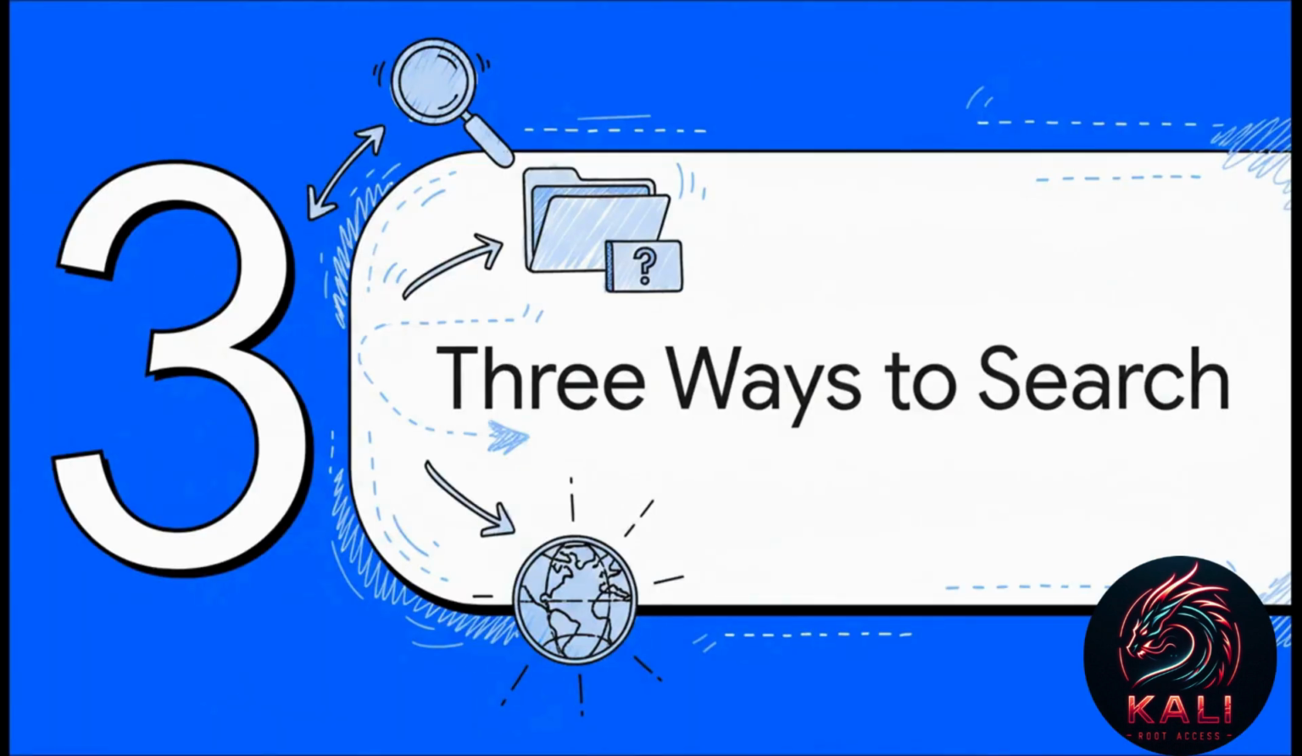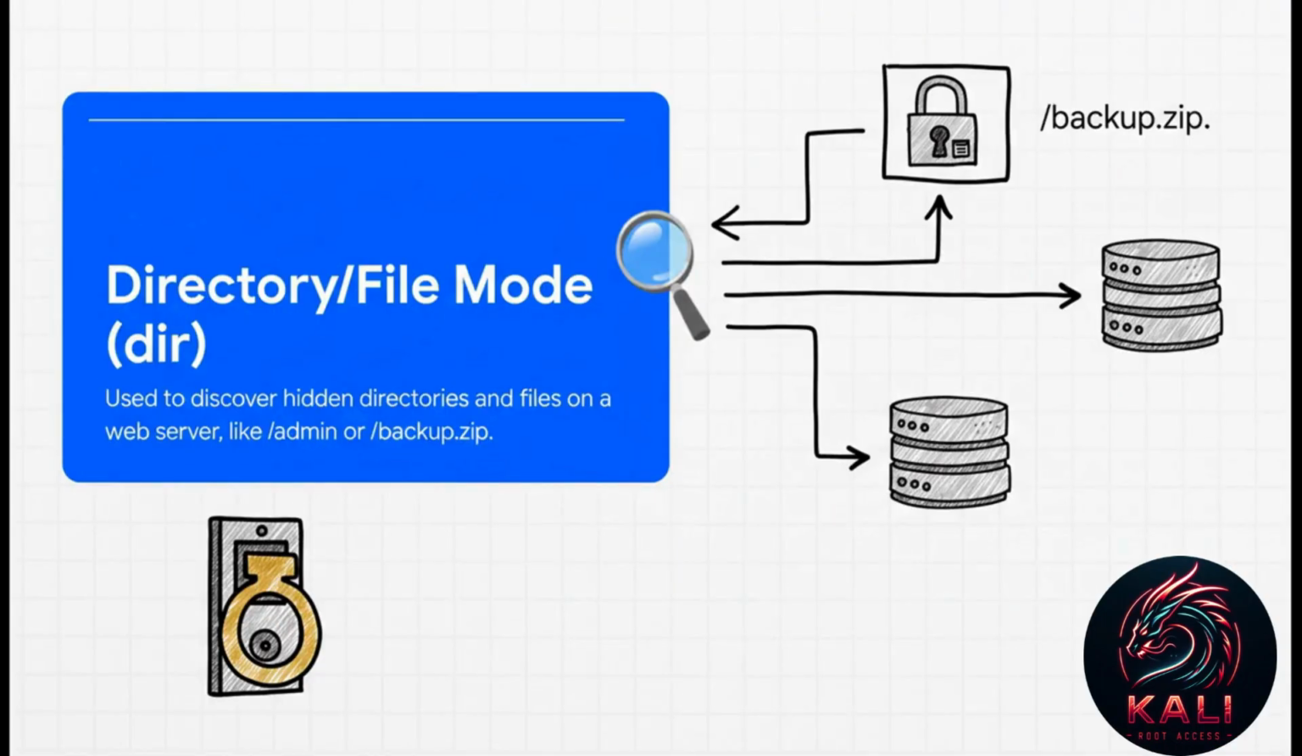Now, you might think Gobuster is just a one-trick pony, but it's way more versatile than that. It actually has 3 main ways to search, and each one is designed to find a completely different kind of hidden treasure, helping an ethical hacker build out a full map of their target. Okay, first up is the one you'll probably use the most, dir mode. This is the classic door knocker. It just looks for hidden folders and files on the website you're targeting. So it's trying to find stuff like example.com/admin, or maybe an old example.com/backup.zip file that was left behind.